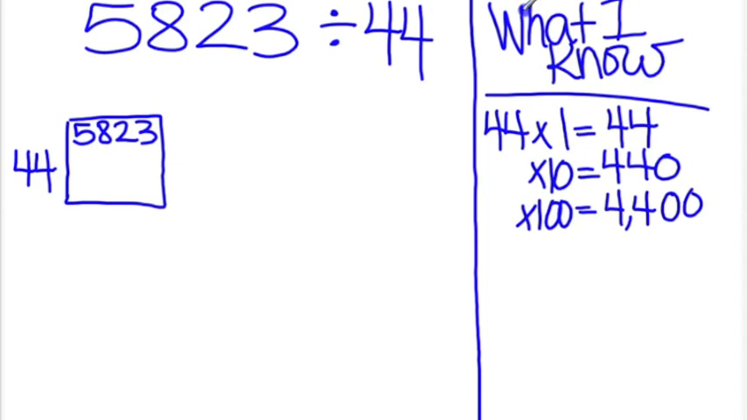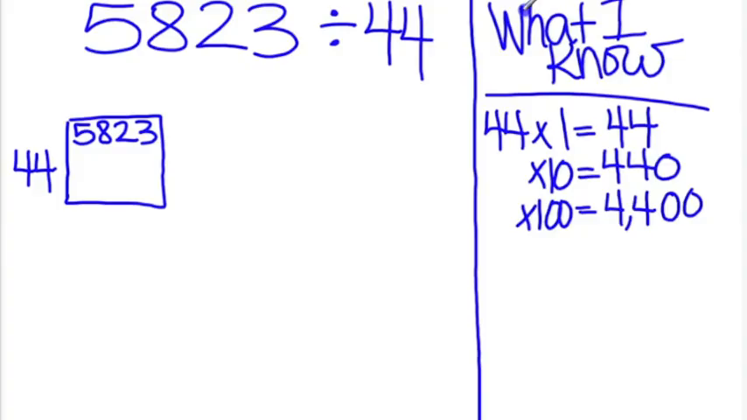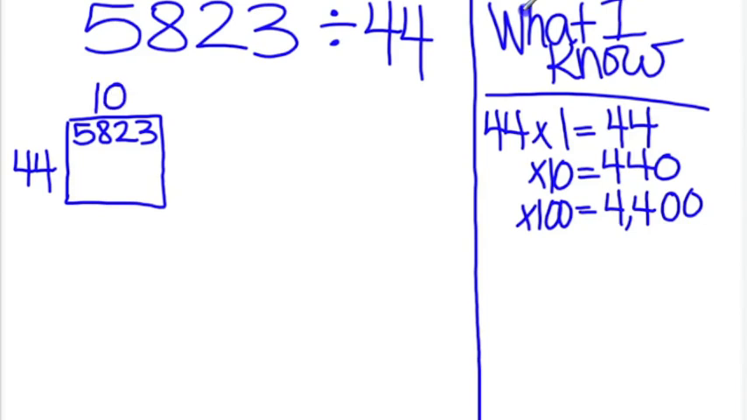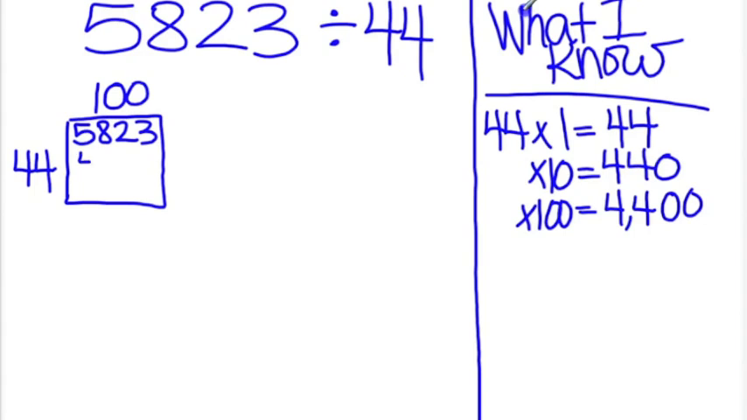To 5,823. What are we multiplying by to get close to 5,823? What are we multiplying by, Jacob? You need to multiply by 100. Good. On top of the box, put the number that you're multiplying by. So we're going to put 100 up top. We're going to multiply and put the product inside the box. We just said that that was 4,400.